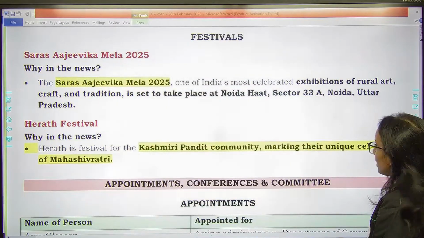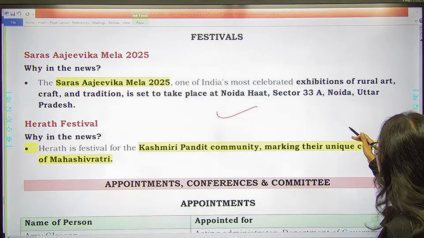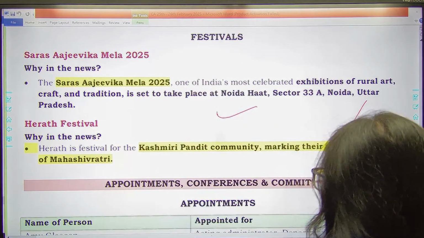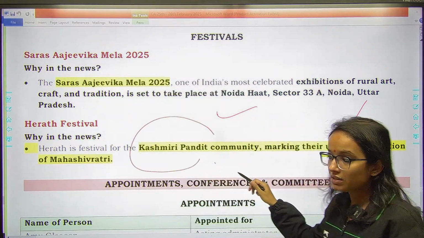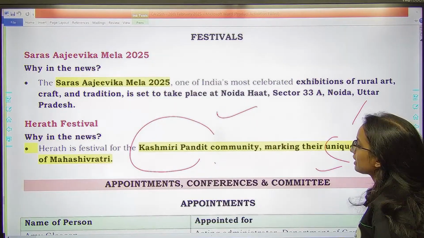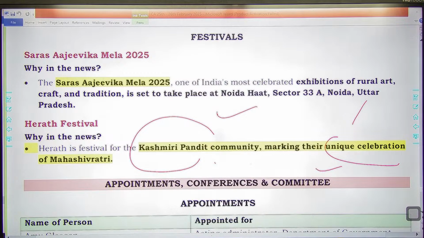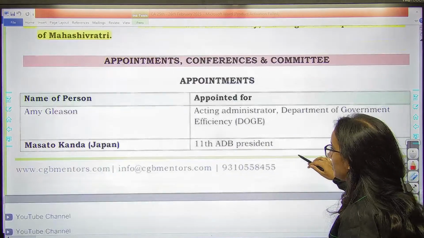Festivals, Saras Ajivika Mela recently in news. One of India's most celebrated exhibitions of rural art is taking place in Noida. Then you have Herat Festival, very important. This is a festival of Kashmiri Pandit community marking their unique celebration of Mahashivratri. So remember, this Herat Festival is their unique way of celebrating Mahashivratri, the Kashmiri Pandit community.